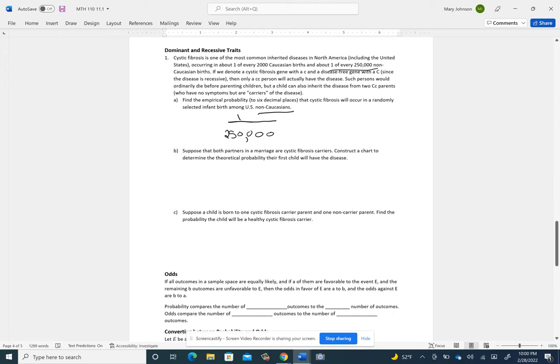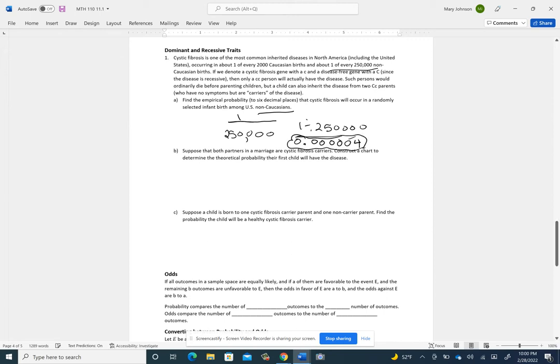And then they said to 6 decimal places, so you would just take 1 divided by that 250,000. I forgot to bring my calculator in here, but I think it turns out to be 0.000004, five zeros and a 4, when you divide that out. And so that would be the answer to that question.